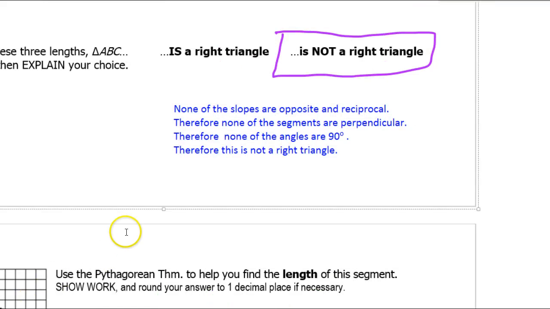They asked us to explain our choice, so here's my explanation. None of the slopes are opposite and reciprocal. Therefore, none of the segments are perpendicular. Therefore, none of the angles are 90-degree angles. Therefore, this is not a right triangle.